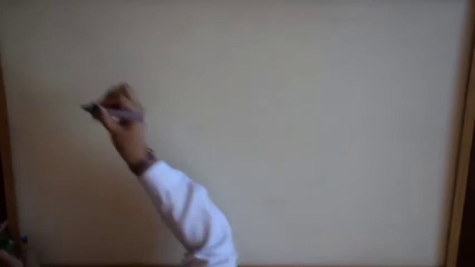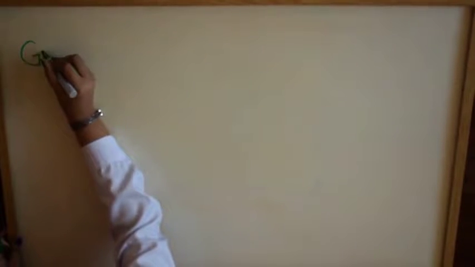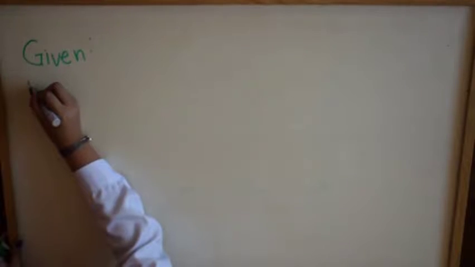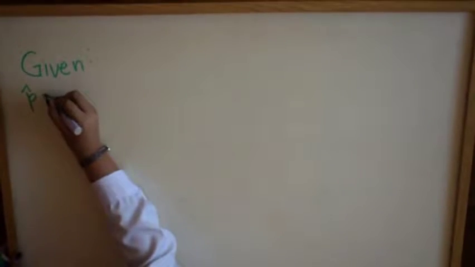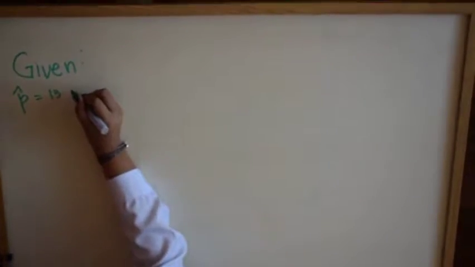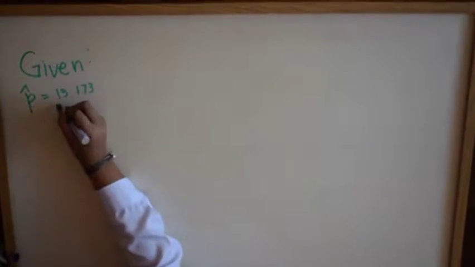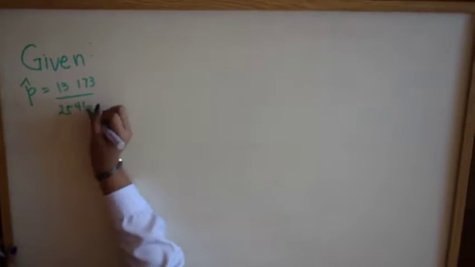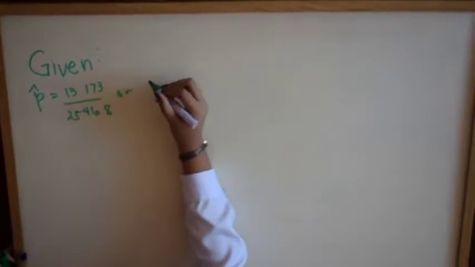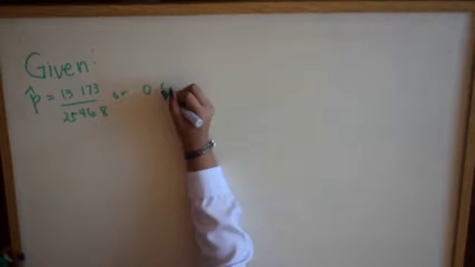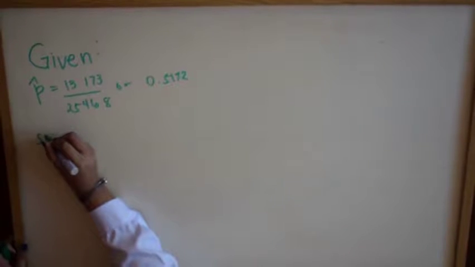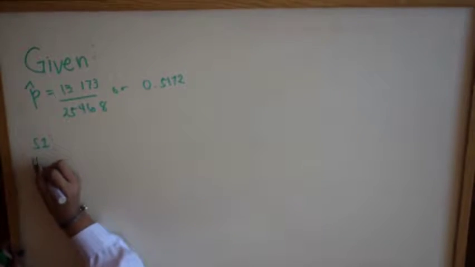So, after analyzing again the problem, it would give us a p-hat of 13,173 over 25,468, or 0.5172. For our population, it would be 25,468, and for our p, it will be 0.5.